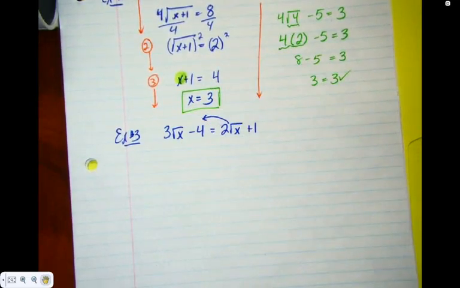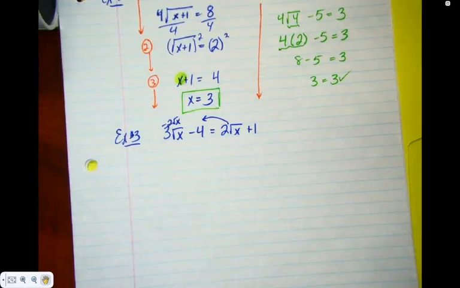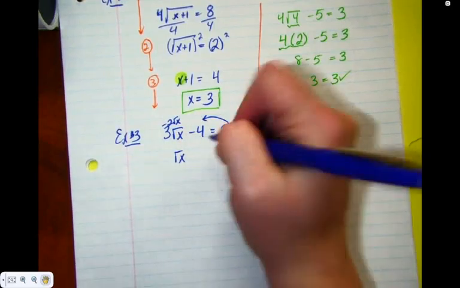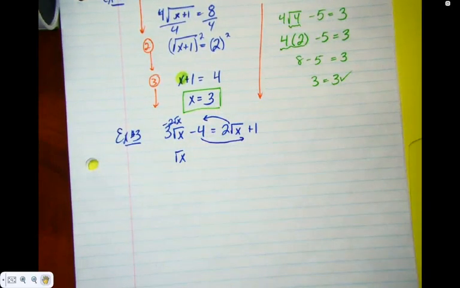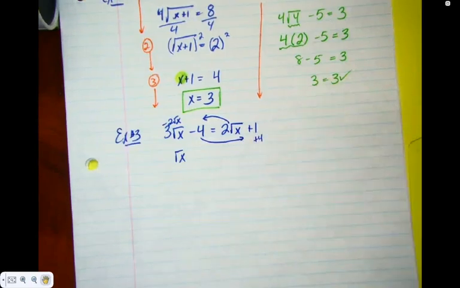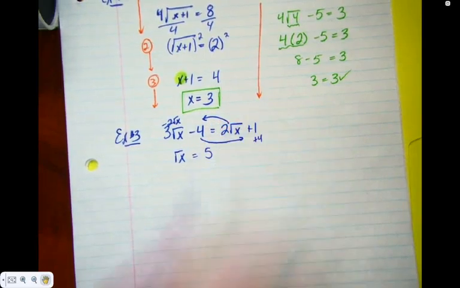And how do I get rid of a positive 2 root x? And then when I combine 3 root x with negative 2 root x, what do I have? Just root of x. And then I'm going to take the negative 4 and take him over, and what happens to him if he's negative now? He's positive. And on the right, I have that 1 plus 4, which gives me 5. That's step 1, isolate the radicals. So bring them all to one side and combine them.